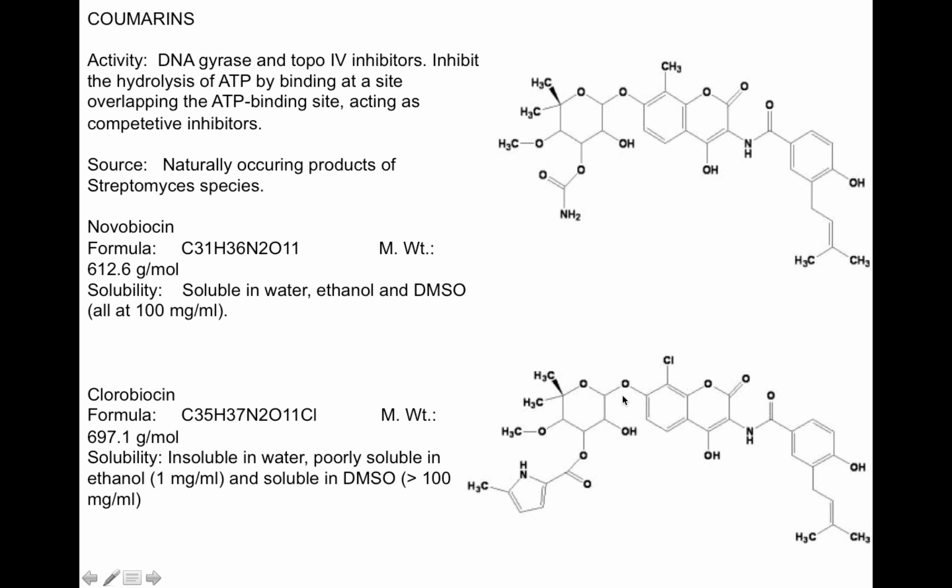So here are some of the structures of two different coumarins, novobiocin and clorobiocin. Okay, for those of you who have already taken biochemistry, this is a competitive inhibitor, and it binds to the gyrase enzyme at a site that overlaps the ATP binding site. So it competes for ATP binding with DNA gyrase.